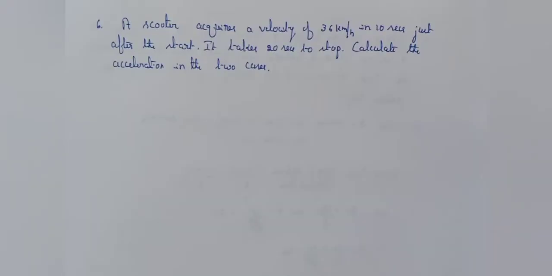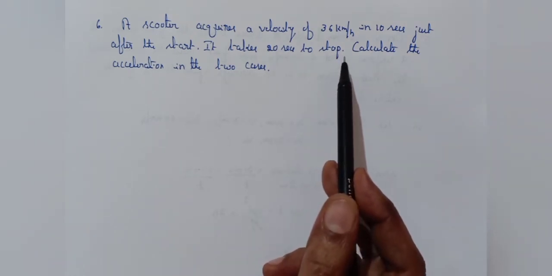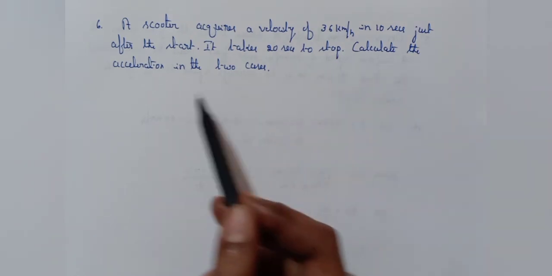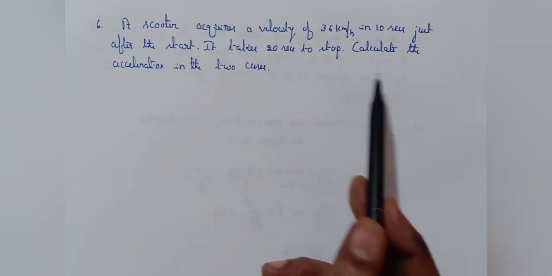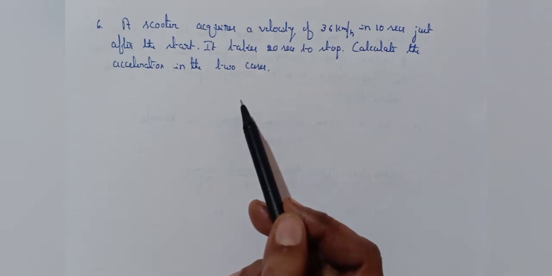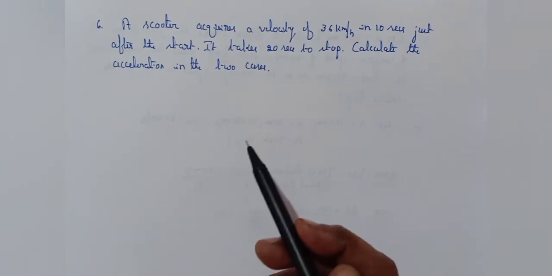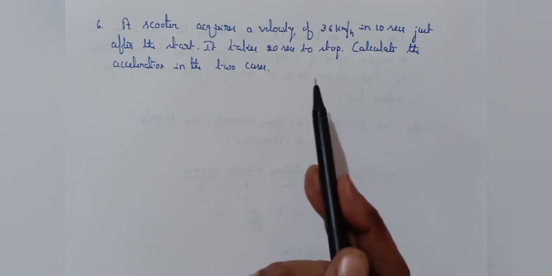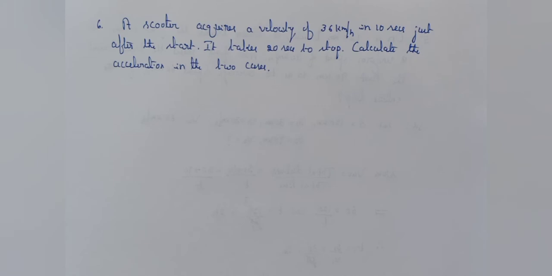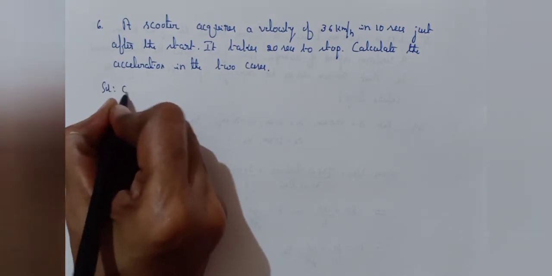Next problem. A scooter acquires a velocity of 36 km per hour in 10 seconds just after the start. It takes 20 seconds to stop. Calculate the acceleration in the two cases. Here in the first case, a scooter acquires a velocity of 36 km per hour in 10 seconds. Here the velocity is given and the time is 10 seconds. So case 1.